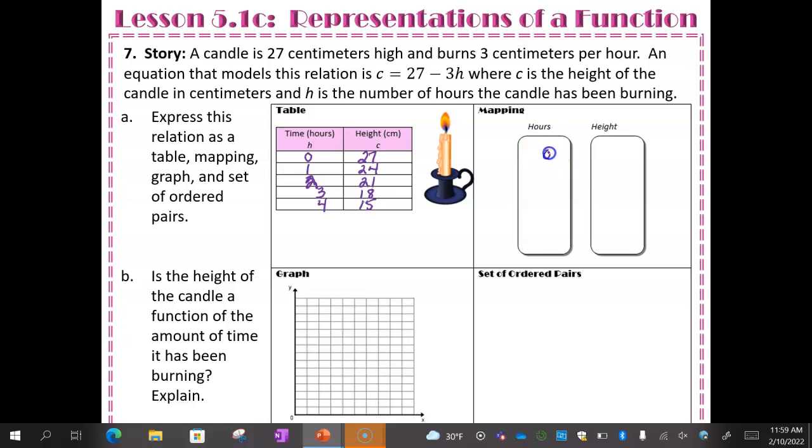To make a mapping from this, we're just going to pair the inputs and outputs up together. Here we go. Now my graph is teeny tiny, but I'm going to put the input on the X, which is hours, and then I'm going to put height on the Y. Here I'm going to go up by 2s, or up by 1s, but skip every other. Here I'm going to go up by 2s.